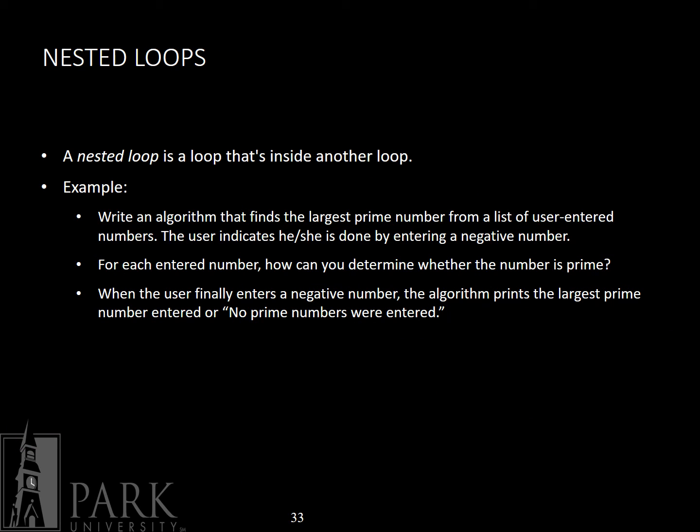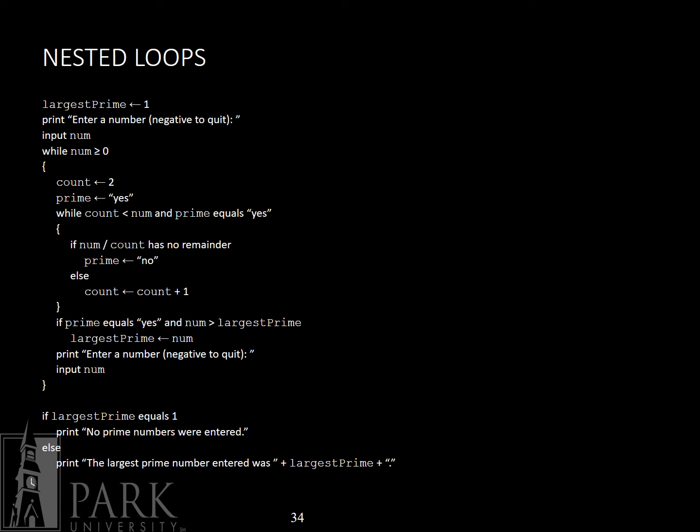And of course, we also can have nested loops, and those are loops inside of other loops. An example would be an algorithm that finds the largest prime number from a list of user-entered numbers. So this is just an example here. You can look at it, but there's many examples of nested loops, sorting algorithms. There's all kinds of use cases for nested loops, and you're going to use them quite a bit in this course. So let's look at an example of a program or an algorithm that has two loops.